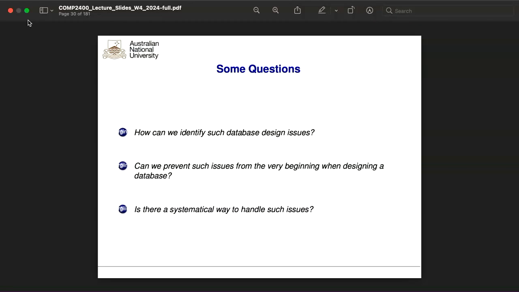So the basic thing is we can design a good database at the very beginning to stop this. Then another thing is, is there any systematic way, some guidelines we can follow? Otherwise, we have to rely on experience. So those are the things we will talk about.